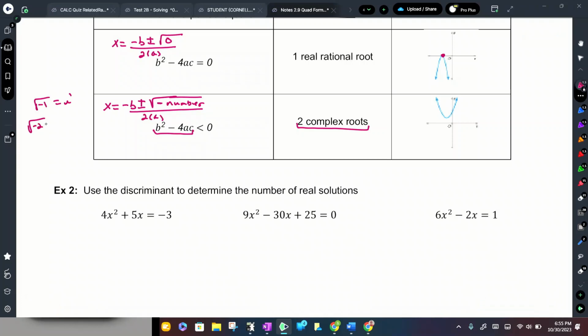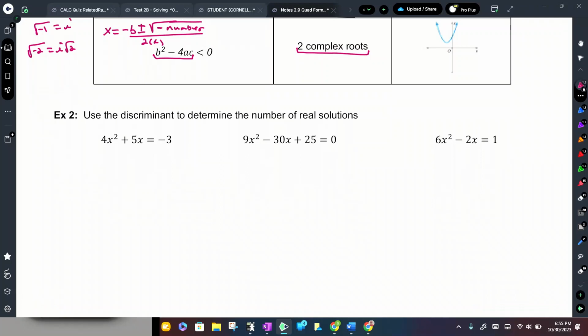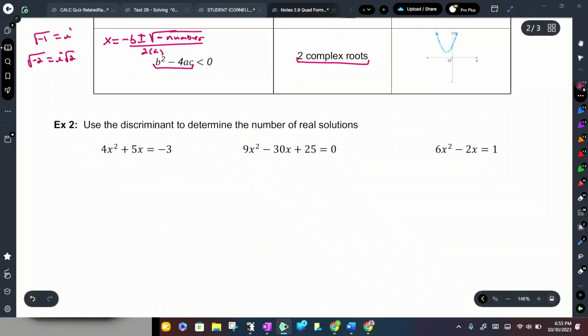So the square root of negative 2 would be i square root of 2. And so that's not a real number. It's not crossing our x-axis down here. And that's what we've got to keep in mind. So we're going to use this discriminant, and we're going to figure out what type of solutions and the number that they have for a couple of problems.